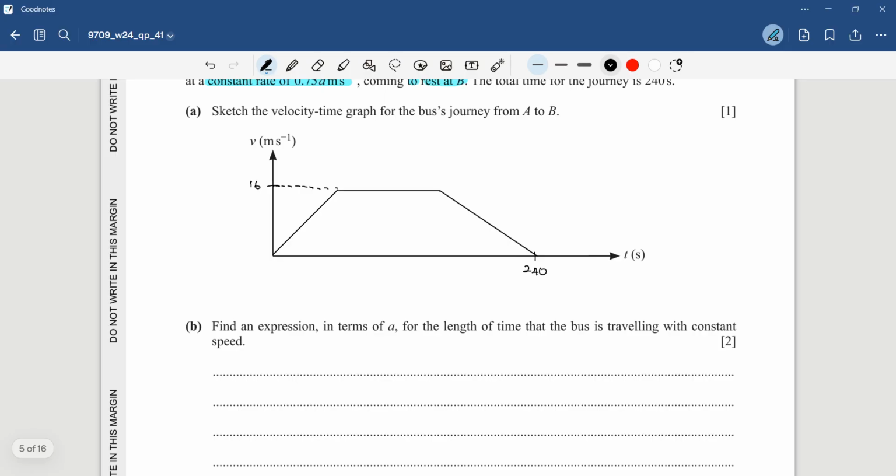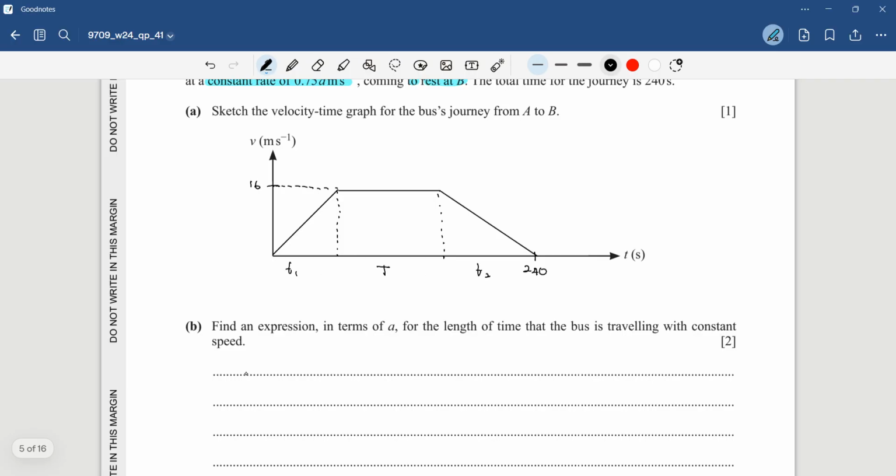Okay, and then find an expression in terms of A for the total time that the bus travels with a constant speed. Okay, so constant speed, maybe I put something like this. So this is my constant speed time. So I just put it as capital T, for example, and then I can put this as my T1 and this as my T2.